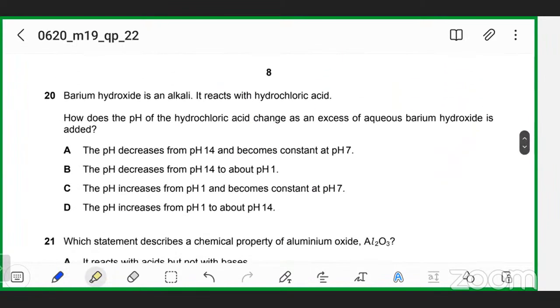Now this one, barium hydroxide is an alkali. It reacts with hydrochloric acid. How does the pH of the hydrochloric acid change? So you've got hydrochloric acid. He's saying, how would the pH of your HCl change if you add an excess of barium hydroxide?